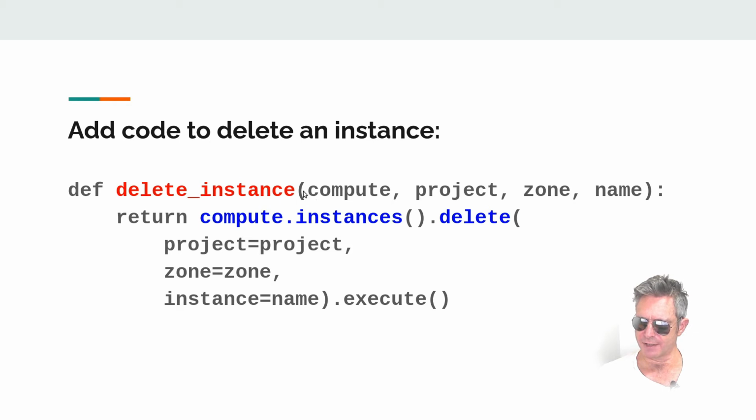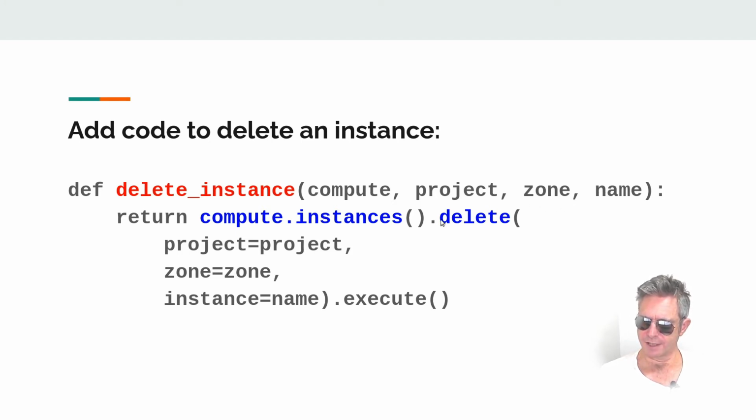Delete an instance. So there you see, you pass to this function compute, which is what we just looked at in the yellow. Project, which you can just get from the drop-down menu. Zone, which depending on where you are in the world will be specific to where you are, typically US Central or Europe West or something like that. And then the name, that's the name of the instance. So if I'd made instance-1, then I'd be putting instance-1 in here.